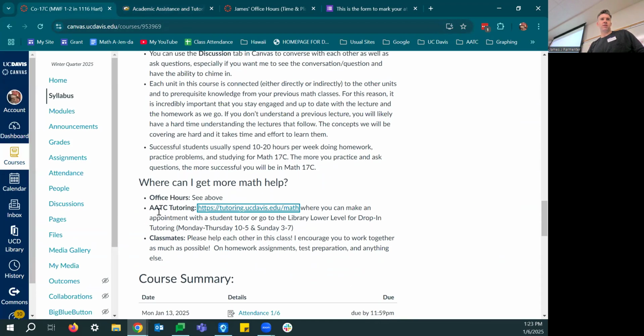Let's see. And then you should work with each other, get to know each other. You're a great resource for each other. That's definitely how I did it when I was a student, studying with other students in the same class, asking each other questions, stuff like that.